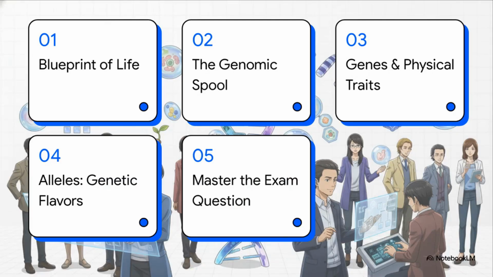To get there, we've got a really clear, structured roadmap for today's explainer. We are going to start with the blueprint of life, then we'll move into the genomic spool. After that, we'll hit genes and physical traits, explore alleles, different genetic flavors, and finally, we'll lock it all in and master the exam question.